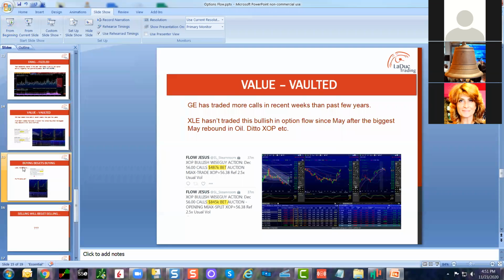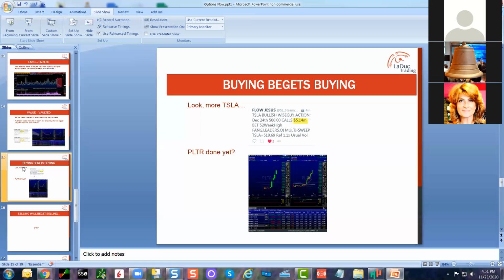Pretty cool. And then just today, just as kind of a closing, and then I'll take any questions you have. More Tesla, I mentioned today. They may be wrong, but the point is, large bet, $5.14 million bet for the 500 calls. That's in the money, right? Because it's now about 525. December 24th. So we're talking about right at the end of the year. PLTR, are they done? That kind of buying is still underway.